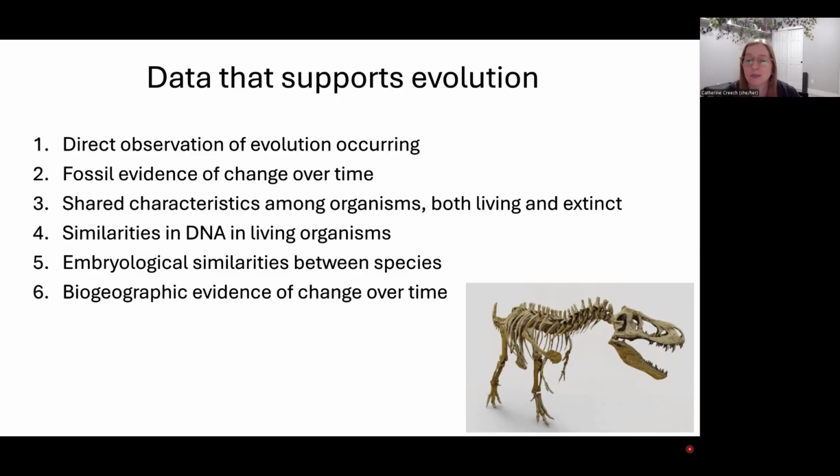We can see evidence for evolution in fossils. We can see transitional fossils that change from one species to another over time. We're going to talk about that in detail later too, and it's really cool. We can see shared characteristics between organisms, both living and extinct. We also can see evidence that we're all related, given how similar our DNA is.